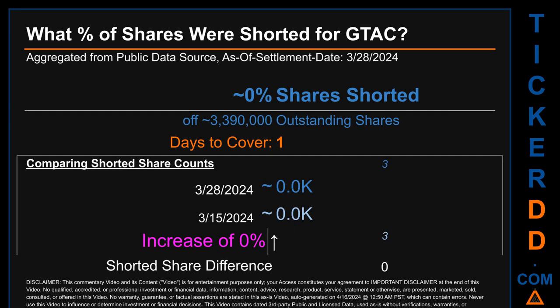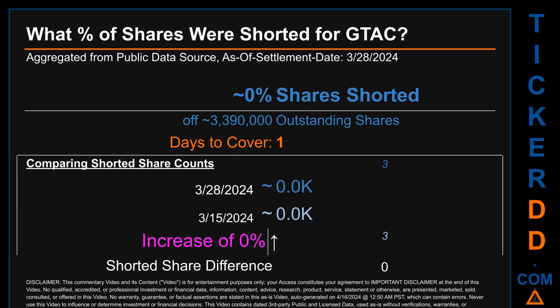What percentage of shares were shorted for GTAC for the 2-week period ending on settlement date, March 28, 2024? About 0,000 shares of GTAC were shorted out of a total of approximately 3.4 million outstanding shares. Therefore, for GTAC, based on as-is discovered public data when this video was generated, the ticker has a short interest of roughly 0%, which I got by taking the number of shorted shares and dividing it by the number of outstanding shares to get the percentage value. Days to cover is 1.